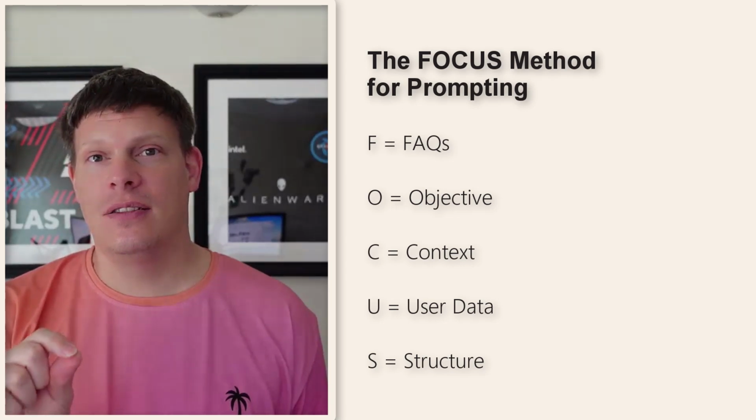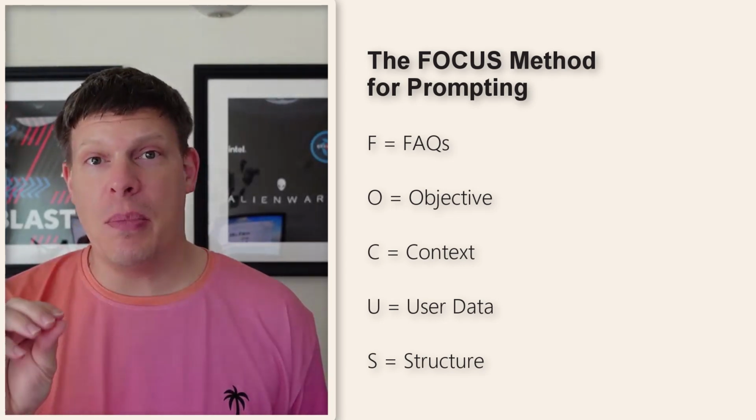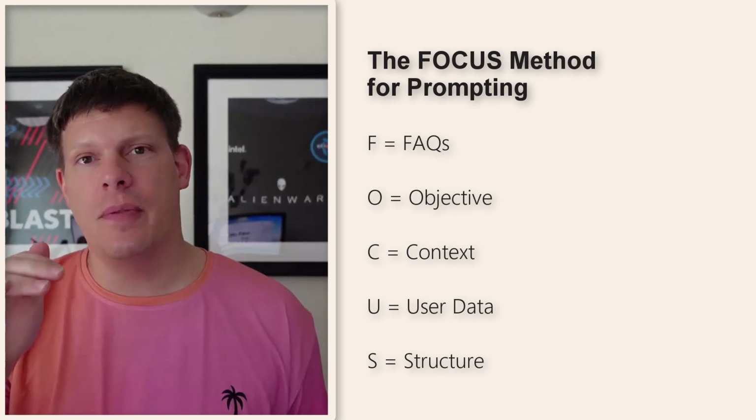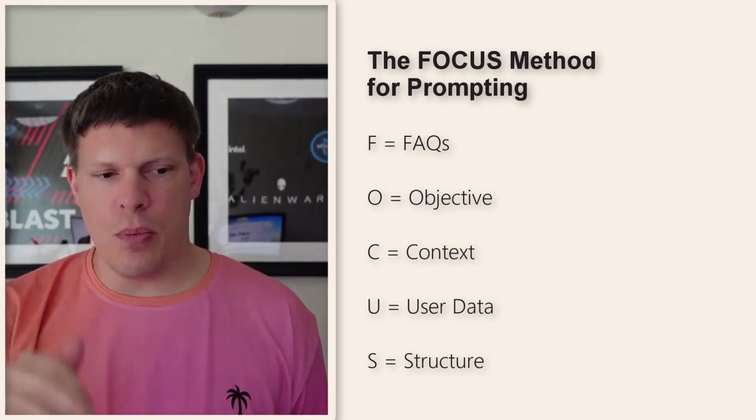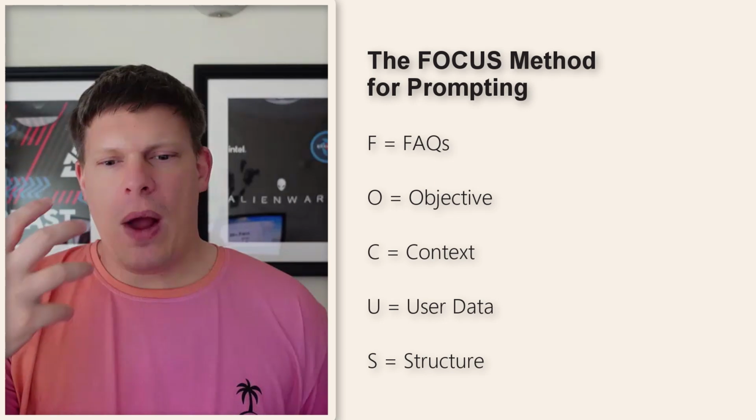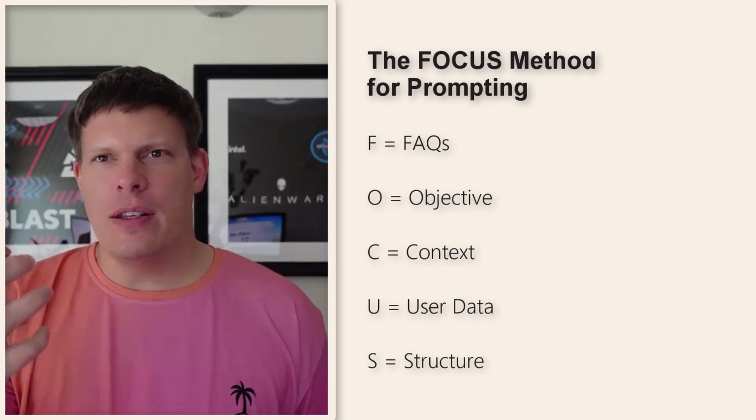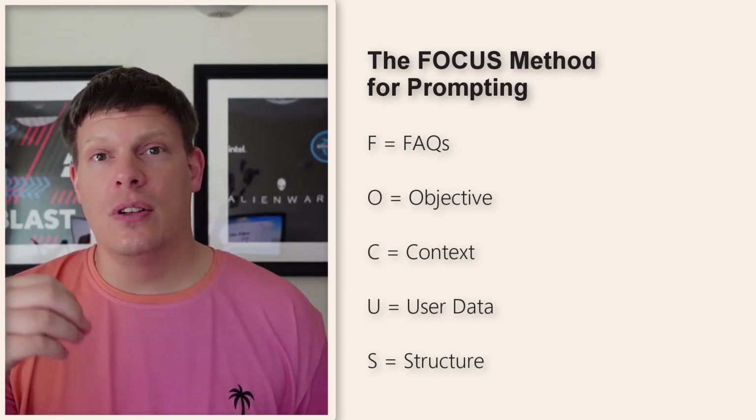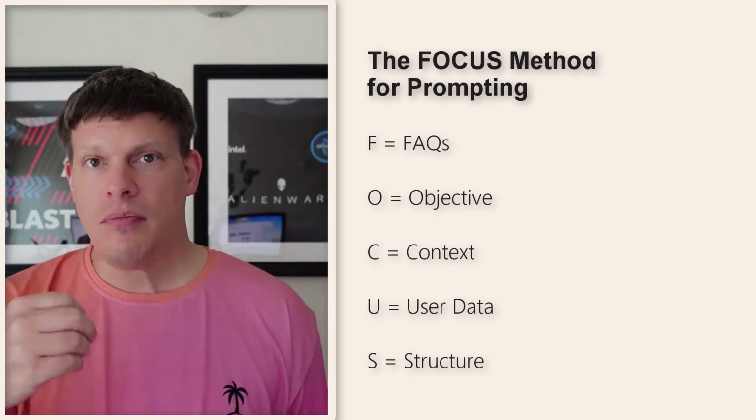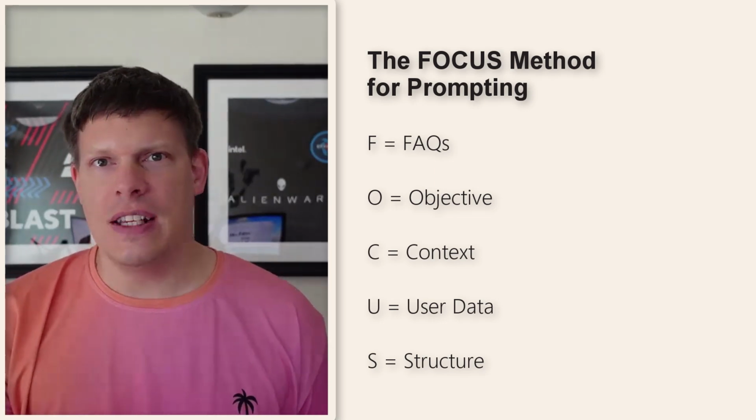I'm someone who loves to find memorable names, catchphrases, things like that that make it easier for me. So I have called it the FOCUS method. Each letter is for a specific part of the prompt. You don't have to create them in order in your prompt, but it's a way to check, have I got this inside the prompt, because it's useful for the AI. So the FOCUS method, what does each of these letters mean?